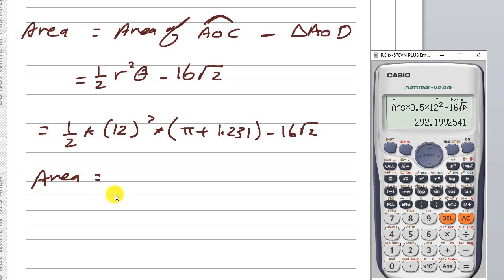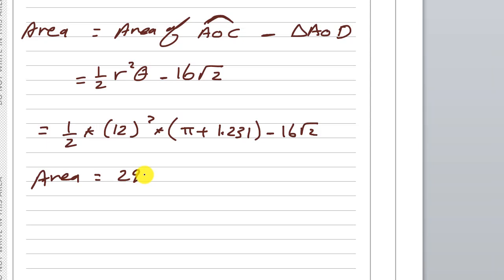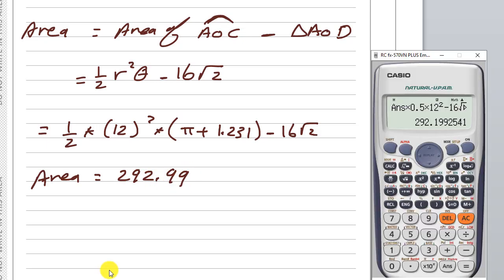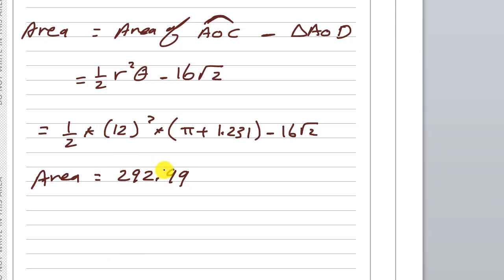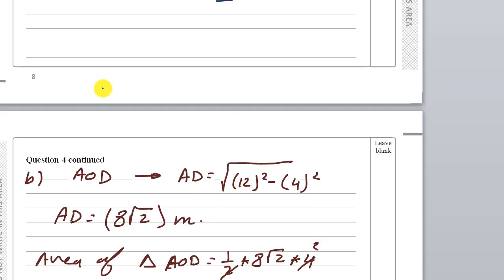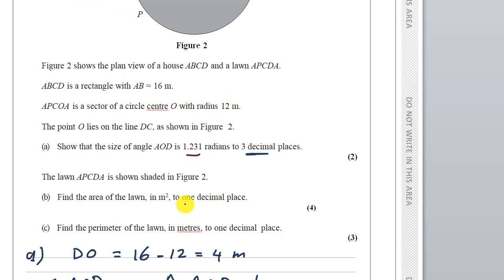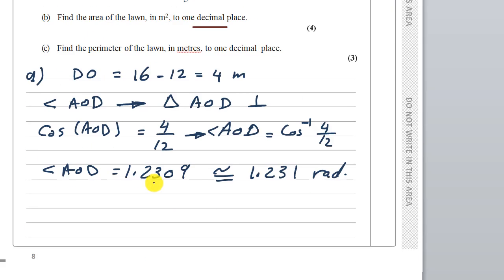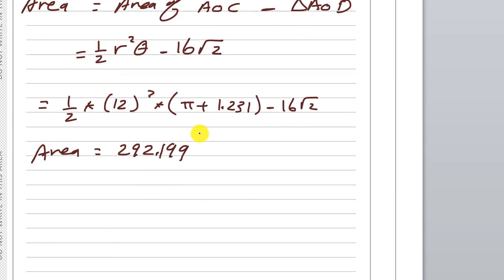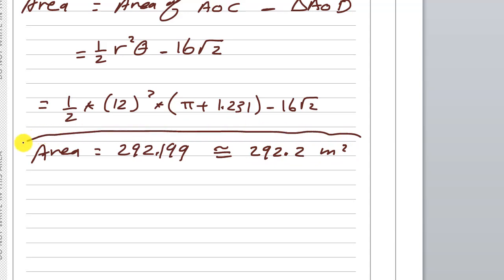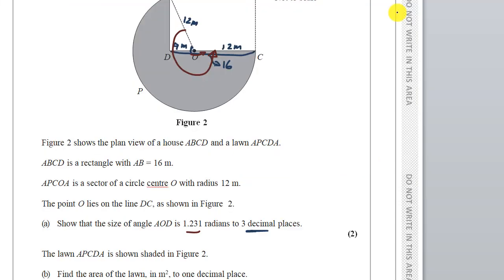So we get 292.199. How many decimal places do we need? One decimal place, so 292.2 meters squared. And this is the answer to this question. Let us go ahead to another one.